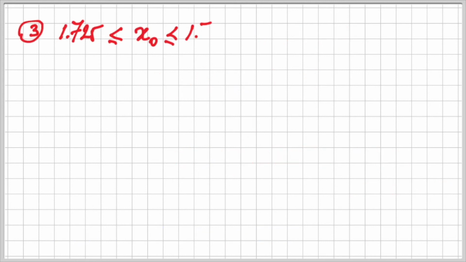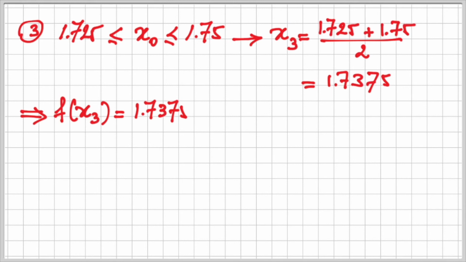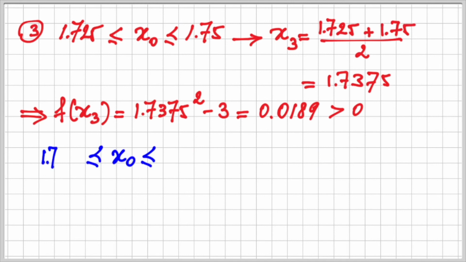Again, we have x0 between 1.725 and 1.75, which gives us a new estimate, x3, which is the average of 1.725 and 1.75. And this leads to 1.7375. Again, we calculate f of x3, which is 1.7375 squared minus 3, which gives us a positive value of 0.0189, larger than 0.